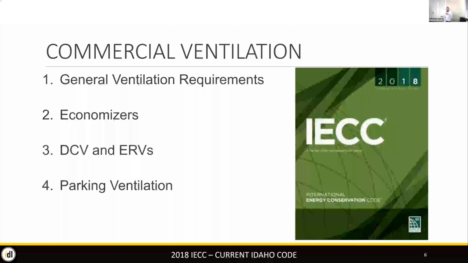So for today, I'll be going over basically this 2018 IECC. Looking ahead to future codes, at least the 2021 doesn't change a whole lot from this. Even though I'm trying to make this Idaho specific, and you might be doing projects around the country with different energy codes, if you're using the 2021 IECC, in terms of ventilation, it's pretty much identical to this one. I'll cover economizers, DCVs, ERVs, and then parking ventilation too.